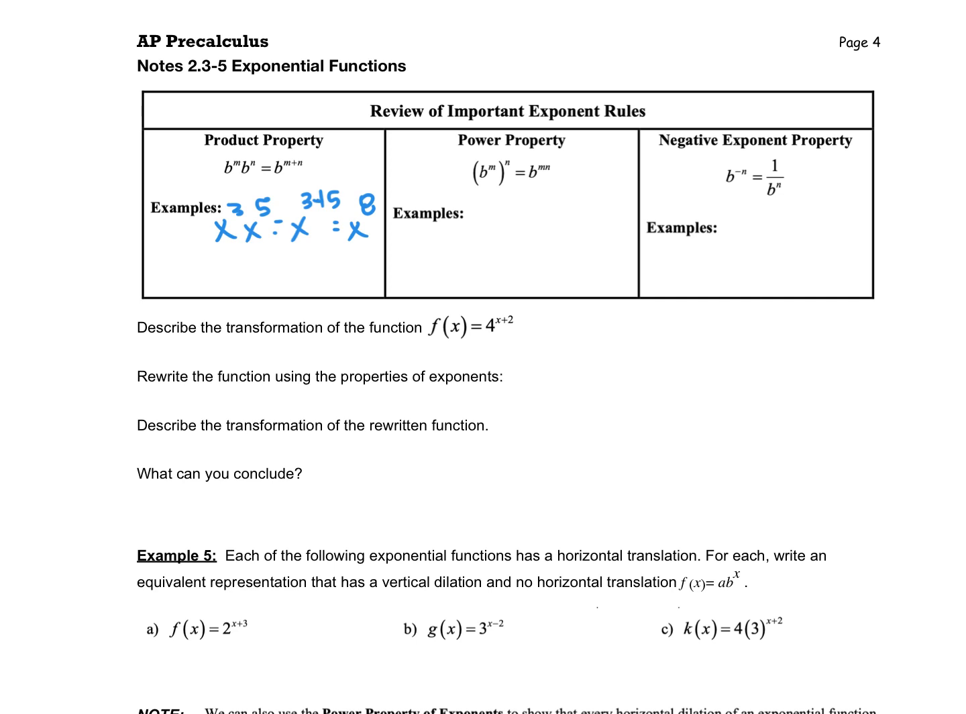That's the product property. If we're multiplying with the same base, we add the exponents. Likewise, if we had x to the 3rd raised to the 5th, so the power property, we're going to multiply those exponents, and so I get x to the 15th.